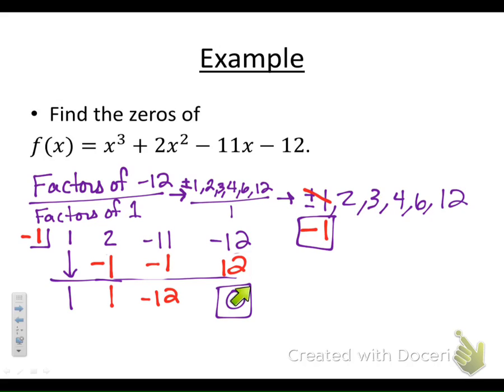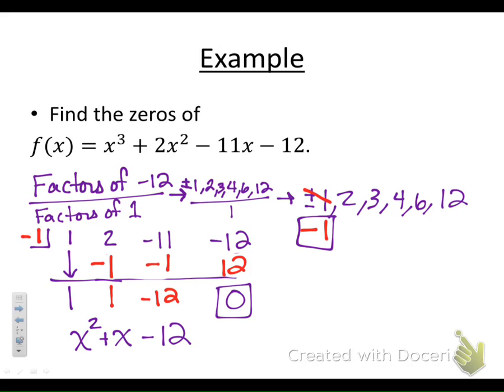But now I need to find more. So let's think about what happens. Let's determine what this quotient was. Kind of like warm-up. I started out with x cubed. It's going to decrease by a degree. So now my remaining factor is 1x squared plus x minus 12.